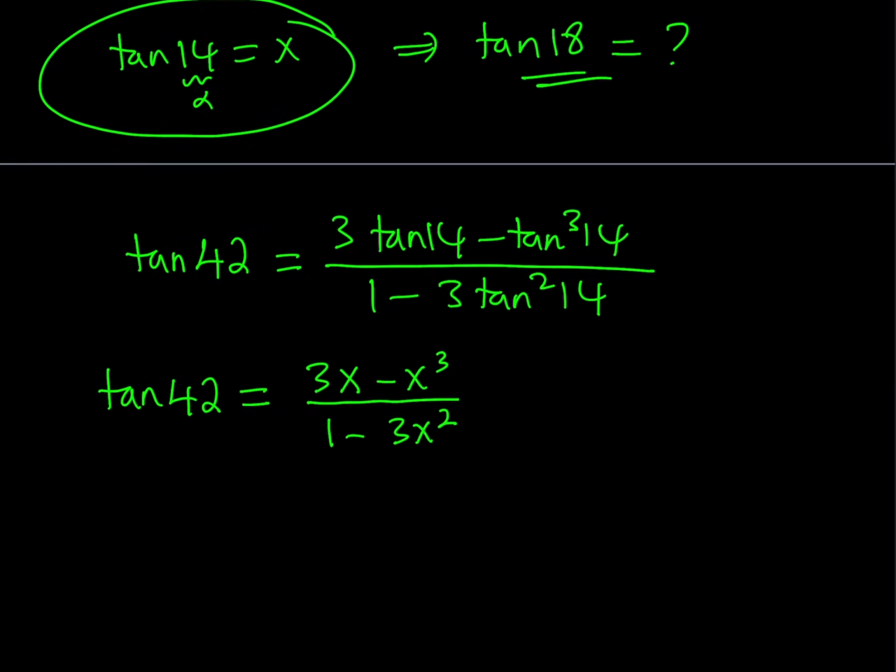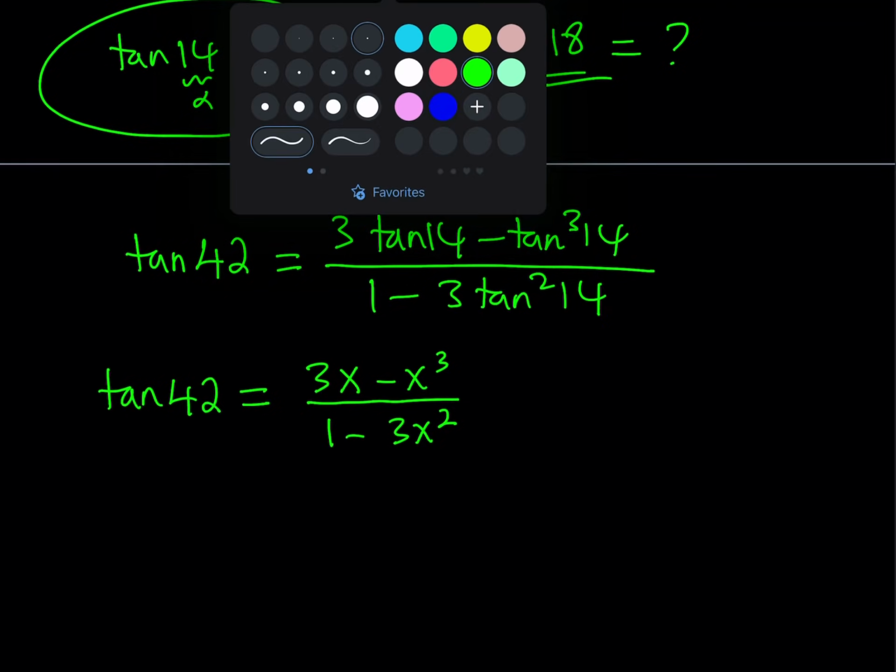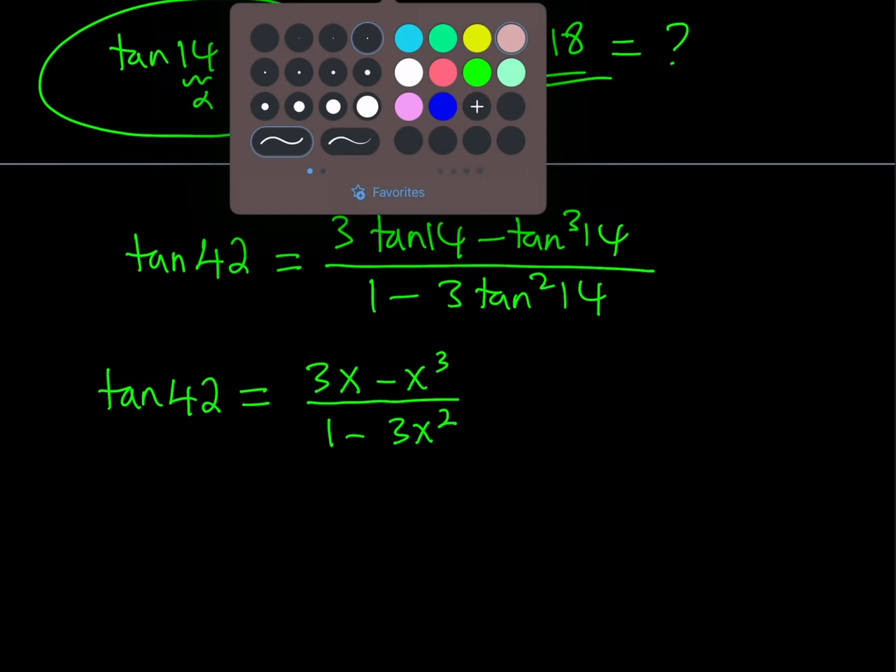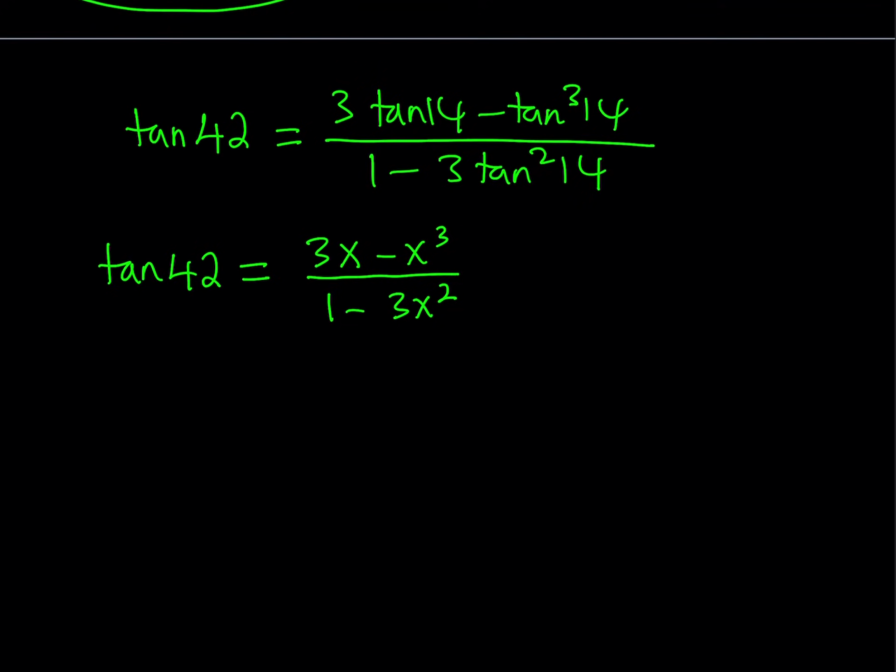We're trying to find tan 18. Now, how are 42 and 18 related? Well, their sum is 60 degrees, and 60 is a special angle. Awesome. So then what we can do here is the following. I can basically write, since my goal is to find tan 18 in terms of x, that's my goal, right?